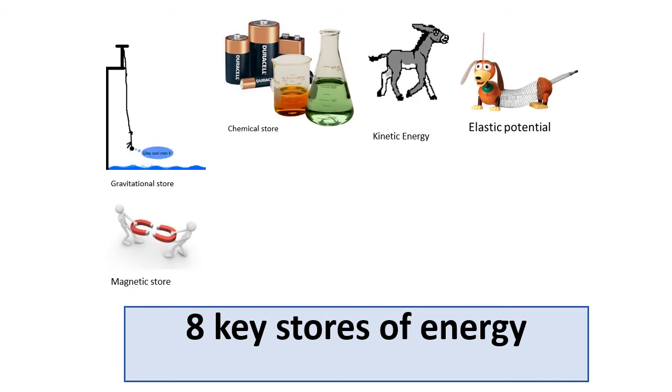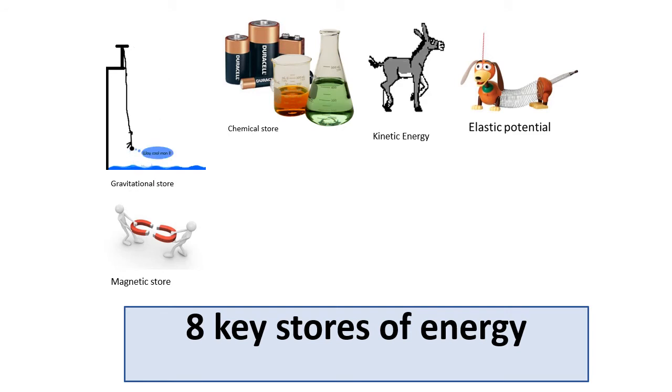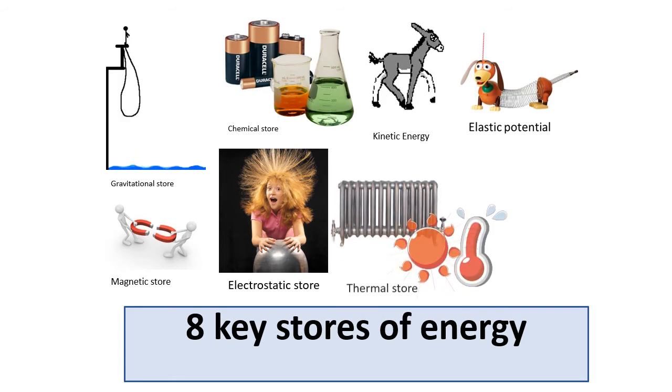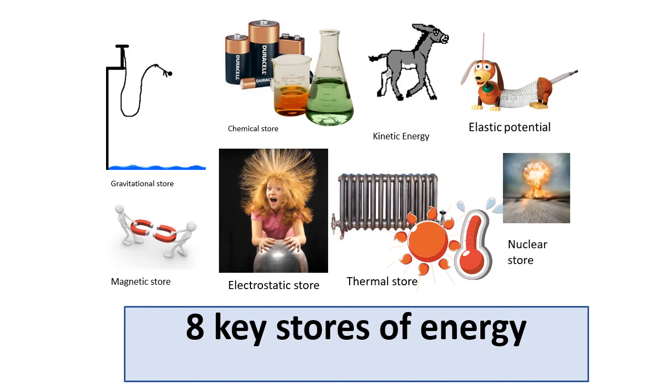Here, you can see two magnets using a force of repulsion or a force of attraction between them. So this is a magnetic store. When there is a transfer of electrons, then that is the electrostatic energy store. When there is energy transfer by heating, that is the thermal store. Heat energy transfer is another name for the thermal energy store. So this is a nuclear store.